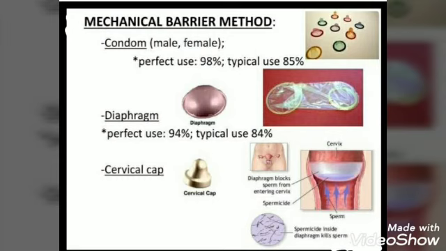Mechanical method can be of two types. The first one is barrier method. In barrier methods of preventing pregnancy, physical devices such as condoms in males and diaphragms in females are used. An important benefit of using the barrier method is that it protects a person from sexually transmitted diseases such as gonorrhea, syphilis and AIDS. No other method of contraception provides protection against sexually transmitted diseases.